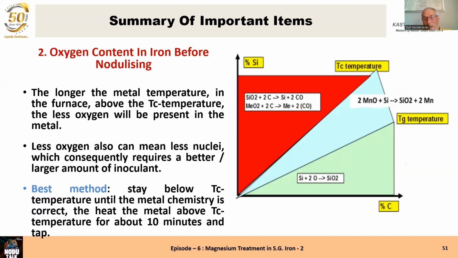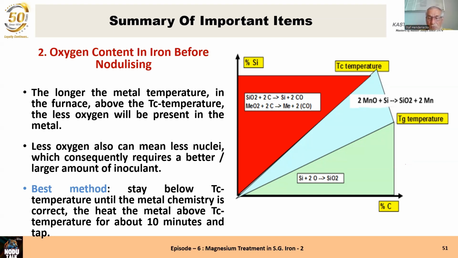So depending on the TC that we can use, if we are below it, the metal has silicon plus oxygen making silicon oxides. These are nuclei, but the content of oxygen is increasing. If we go above the TC temperature, the oxygen is removed, but also some of the carbon is removed. It's very, very important to find the balance between them.